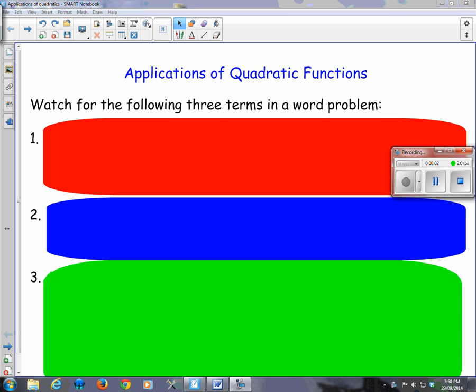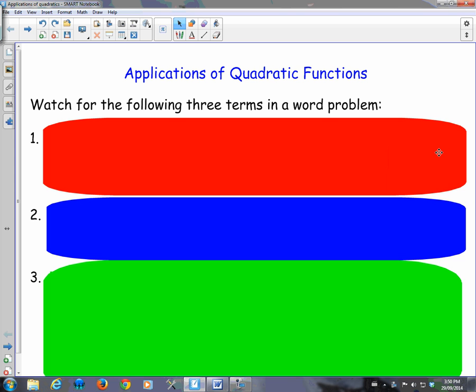So here we are, Unit 3, Lesson 11, Application of Quadratic Functions. I cannot show you every single word problem, because an application is a word problem of a quadratic function, but I can give you 3 basic things to look for in each word problem, and then connect to what we've been doing with quadratic equations and quadratic functions.